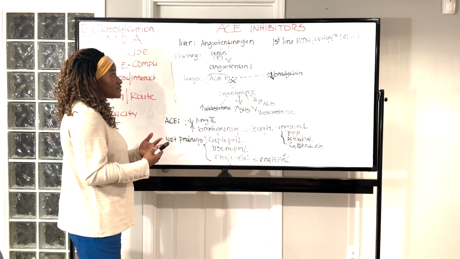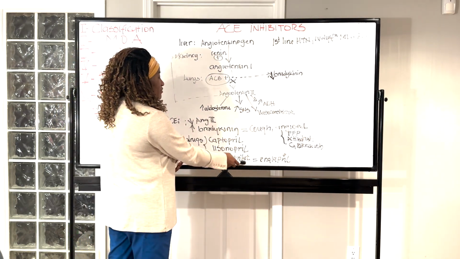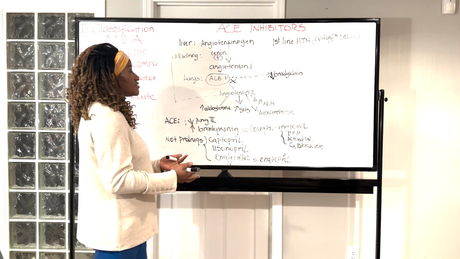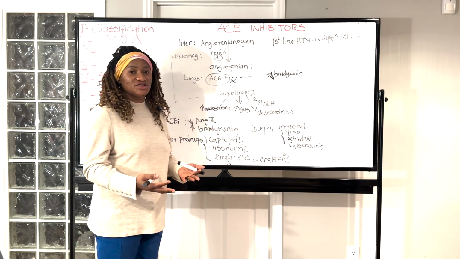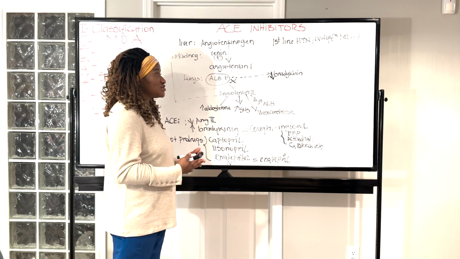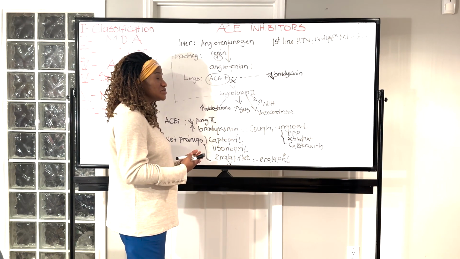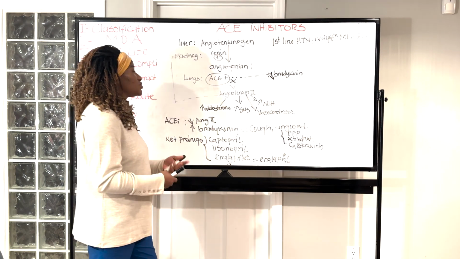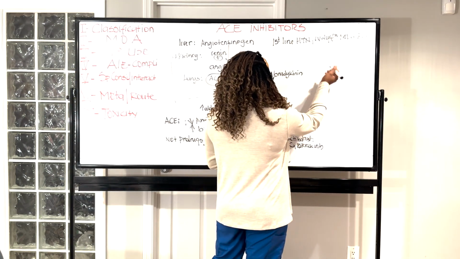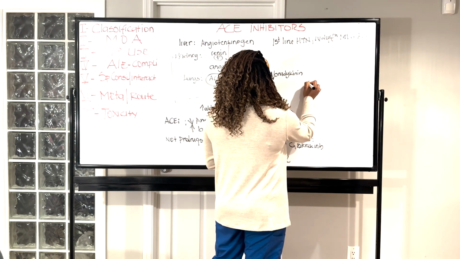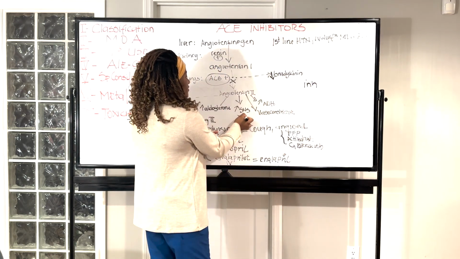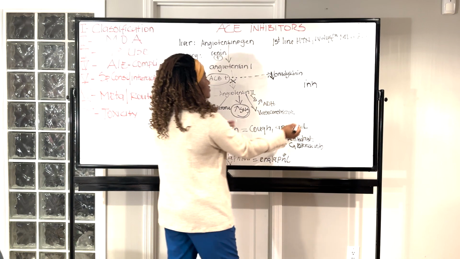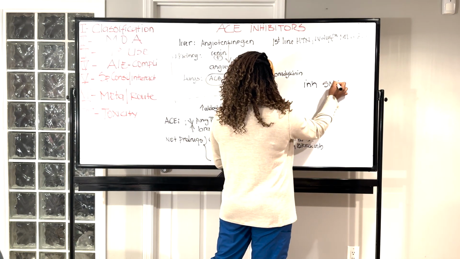The route, most of them are going to be oral except for enalapril, which is going to be given IV. Toxicity is going to be mainly manifested by hypotension. So in case of hypotension from ACE inhibitor, you don't want to give norepinephrine or epinephrine, and I will show you why. Because ACE inhibitors inhibit the sympathetic nervous system release, because when you block ACE, you're blocking all these things, so you're inhibiting the sympathetic nervous system.